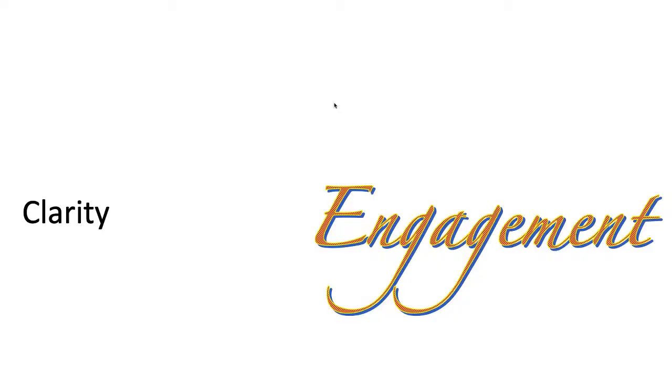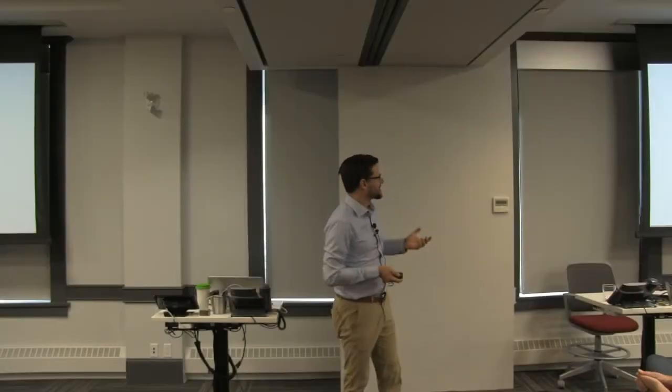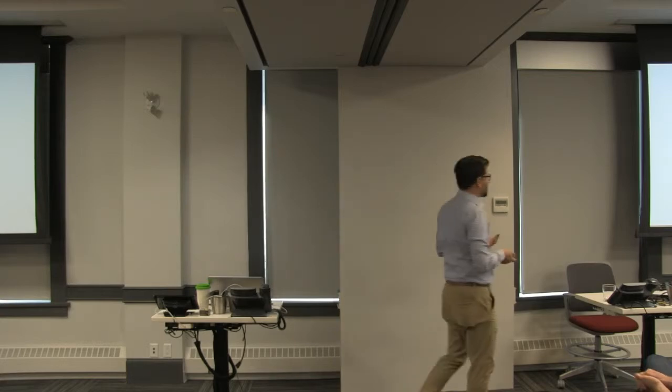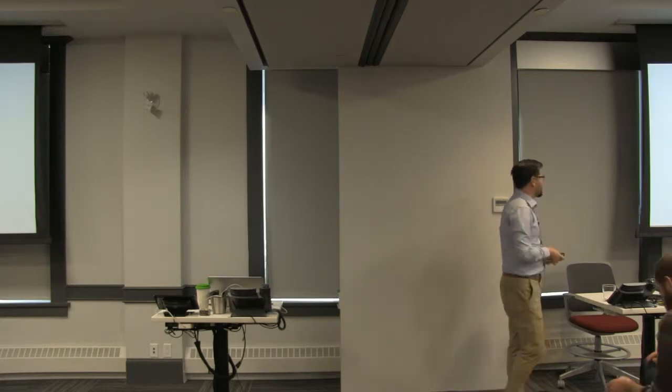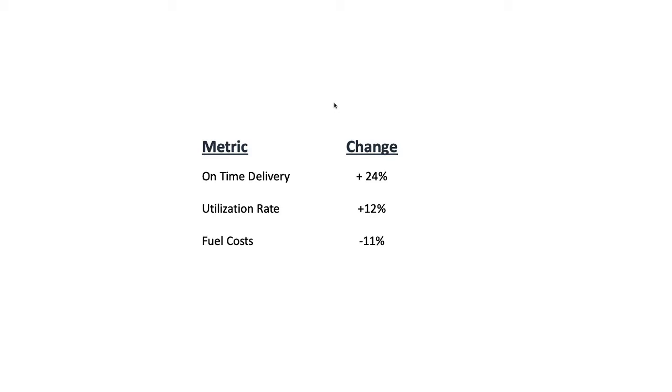Okay? So I'm going to show this as a continuum to start with. So you can either choose, I'm going to create a visual that's really clear, or I'm going to create a visual that's really engaging. So here's something that's really clear, right? It's just a table of numbers. On-time delivery improved by 24%, et cetera, et cetera. Okay? That's clear. That's probably as clear as we could get, but it's pretty boring. Let's be clear about that.